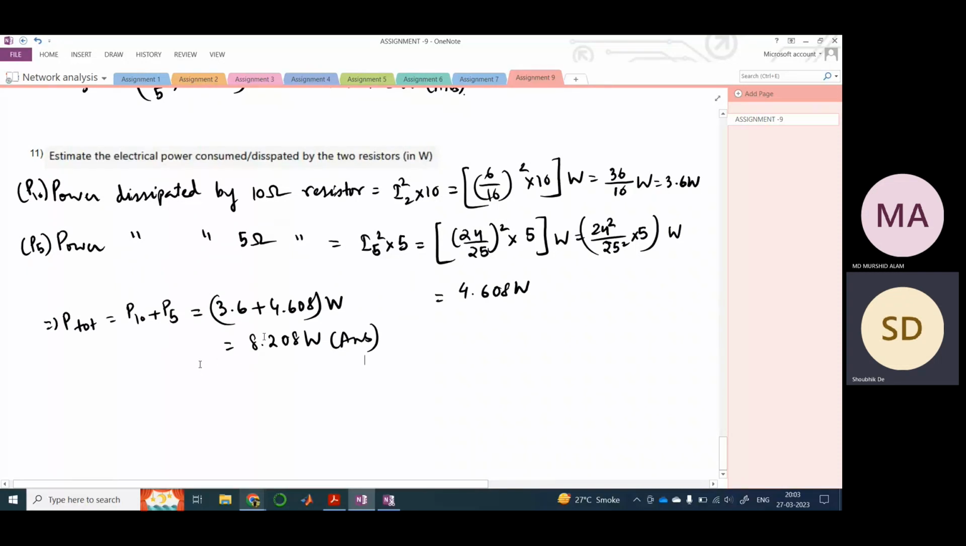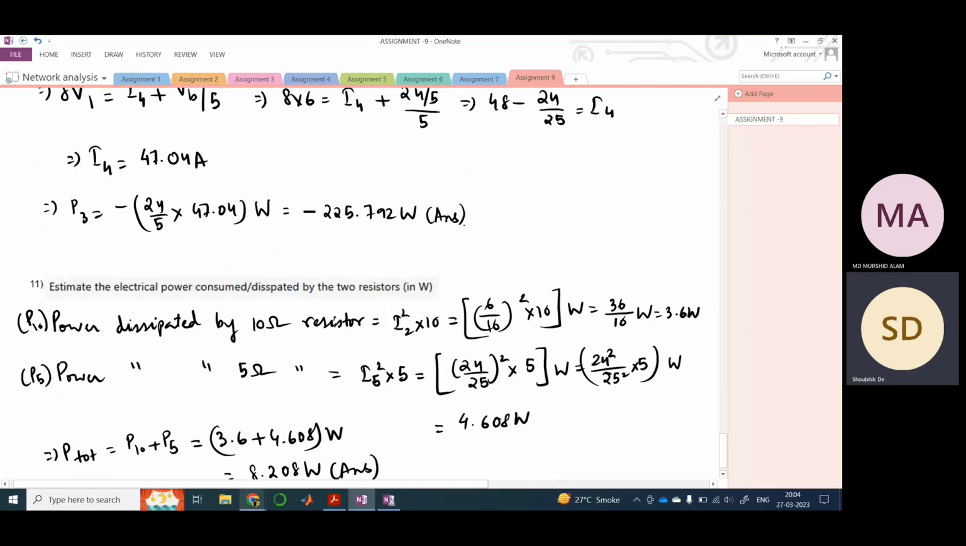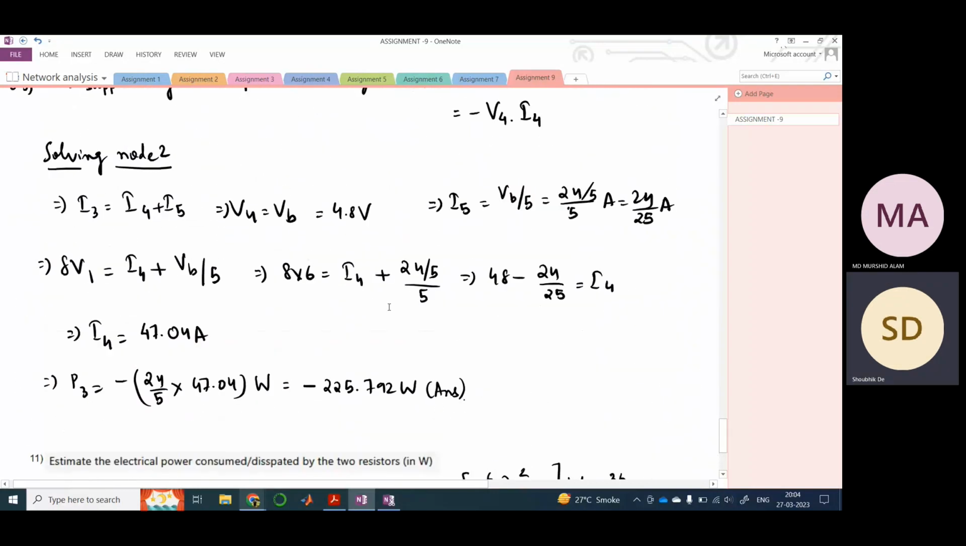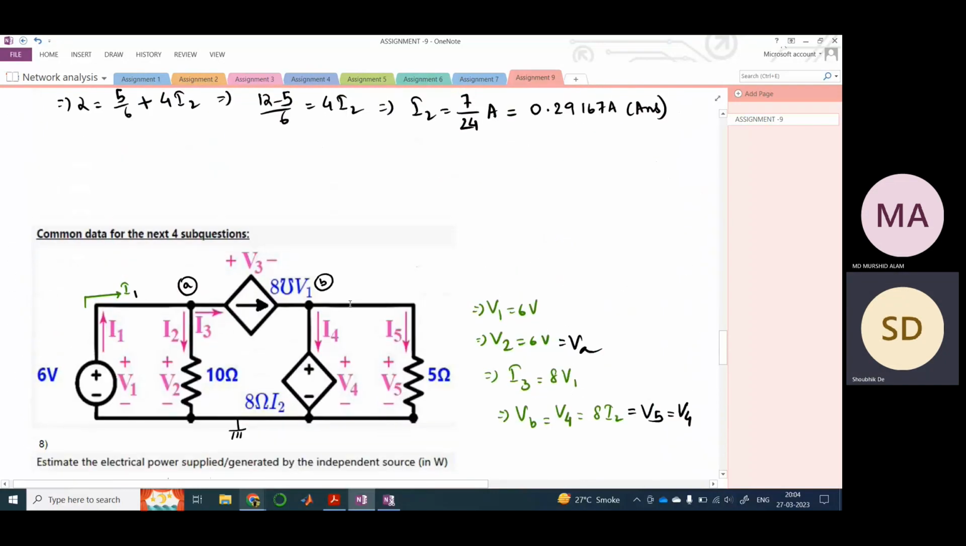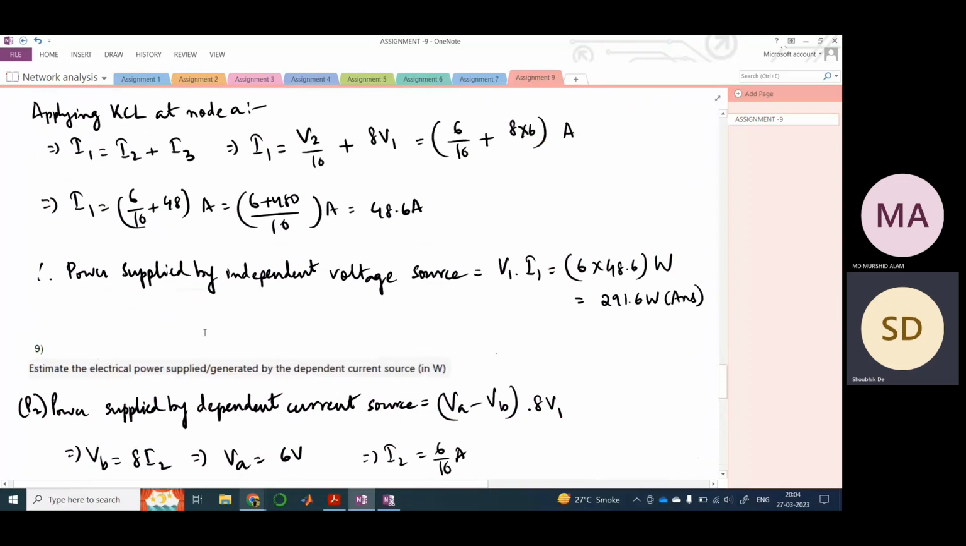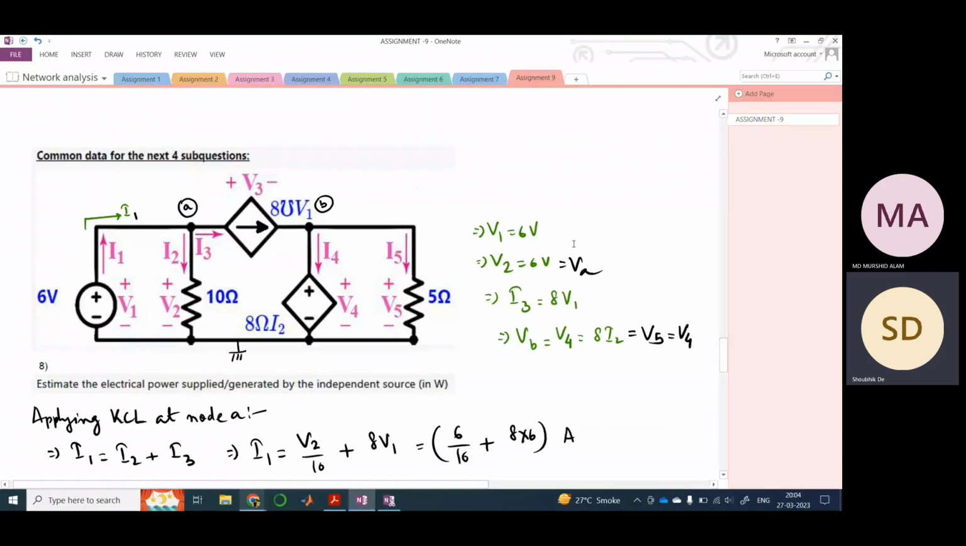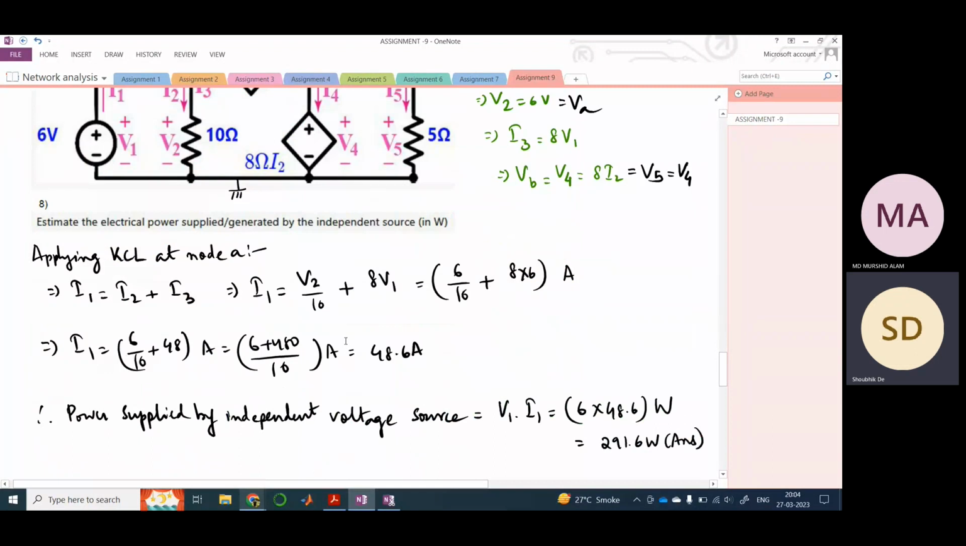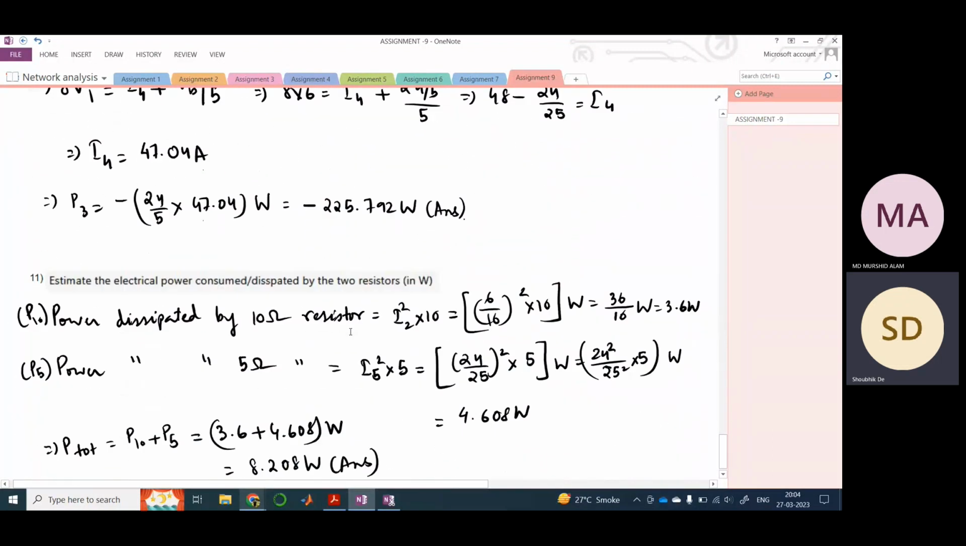Why am I adding it? Because they have clearly told us to estimate the electrical power consumed by the two resistors. So you need to calculate the total power which is being dissipated in the two resistors. So this is how you solve this problem. This set, question number 8 to 11, was a bit lengthy, but for this you need to highlight all of these parameters first, and then the analysis becomes pretty simple afterwards.